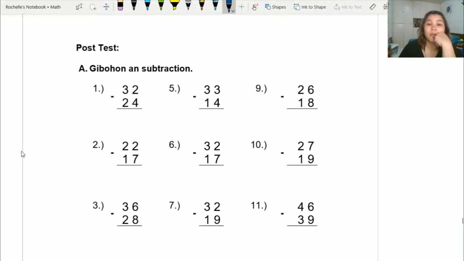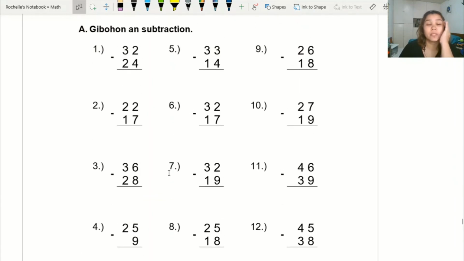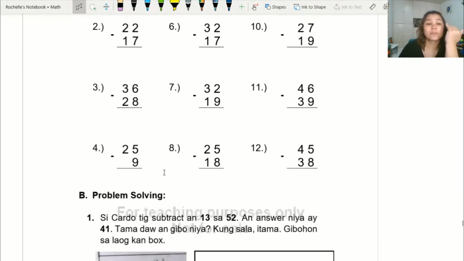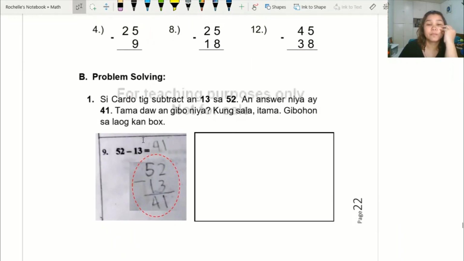Post-test, it's a combination of everything you have learned. So, dito, merong borrowing kasi kulang ang nasa ones. So, tiyagaan lang kasi in math, you will become better in math if you keep on practicing. So, kaya kung mapapansin nyo, madami siyang items kasi the more you practice, the more you will be good in math. So, problem solving.